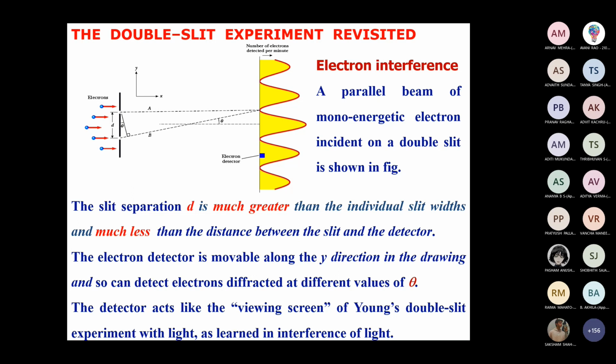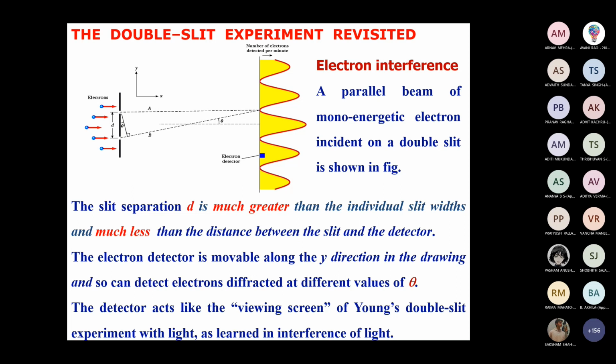Now, those interference experiments were considering the wave nature of light. Now, we are doing the same experiment, but using particles. So the particles here are electrons. The electrons are made to be incident on the double slit, and there will be a detector over the screen. The detector will act like a viewing screen, which produces the interference pattern.